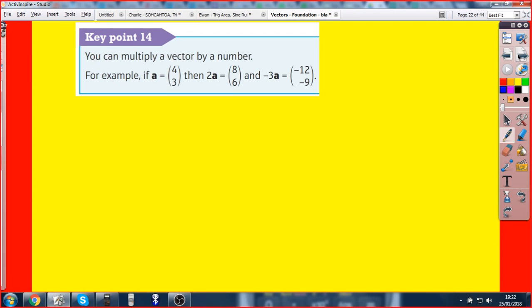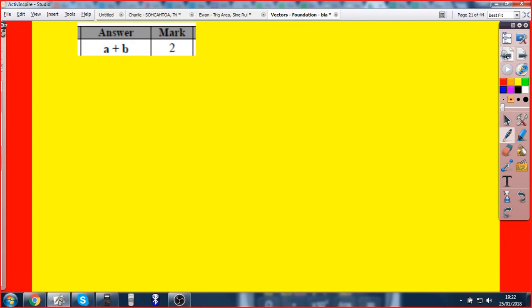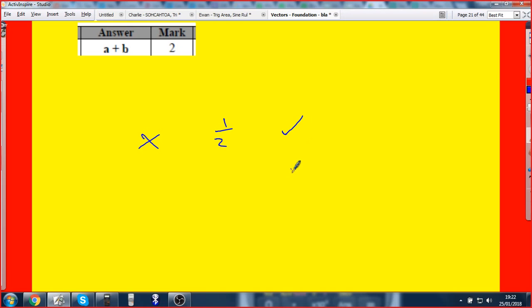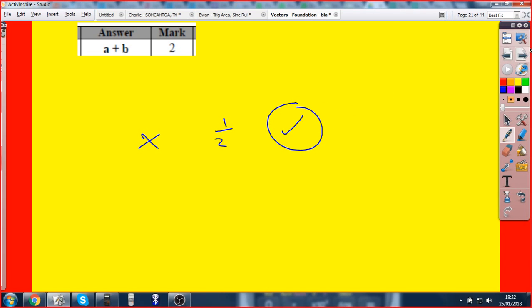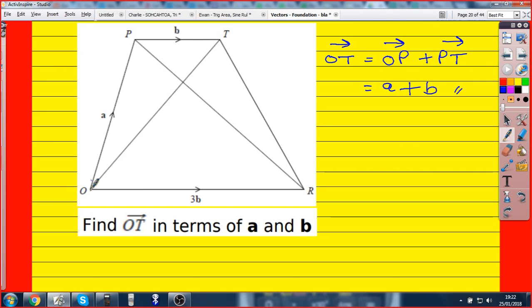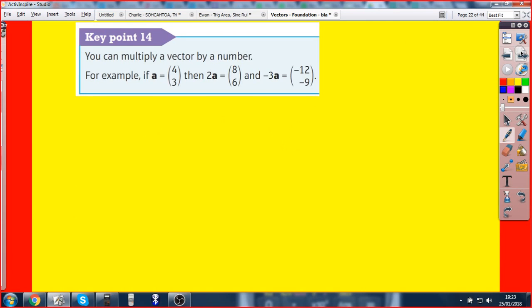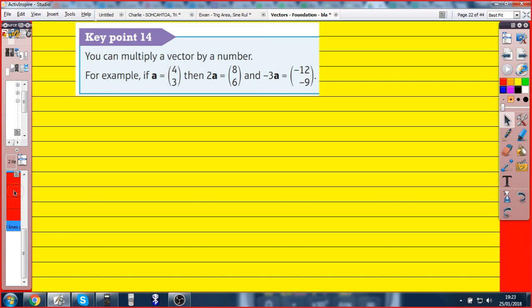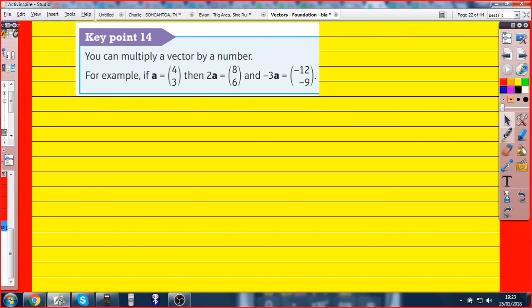So it's 2 marks. So that type of thing, x a half or tick. Probably a tick. And so it's similar. You just break it down to the two things, and it's like the opposite of what we're doing. OP plus PT is like O to T, and it's just working backwards. Okay, so now we'll see this. You saw that 3B, so that meant 3 times B.